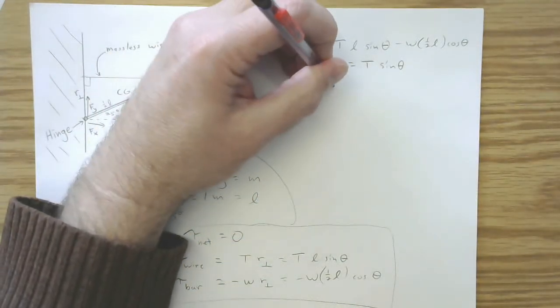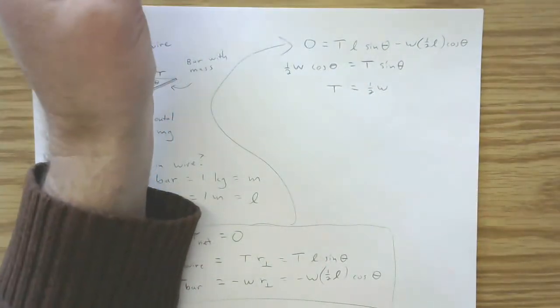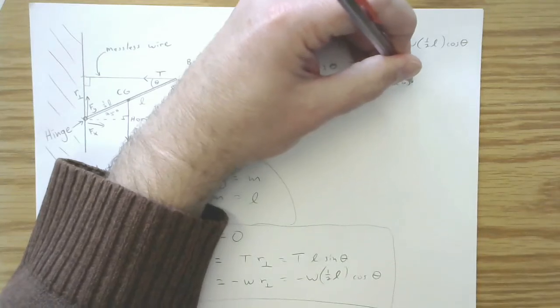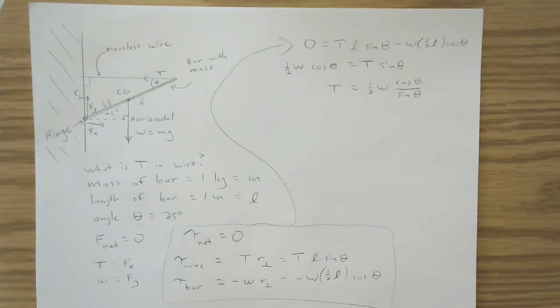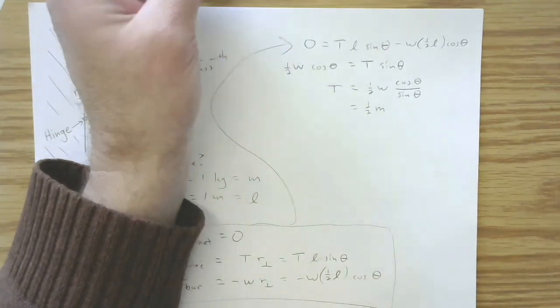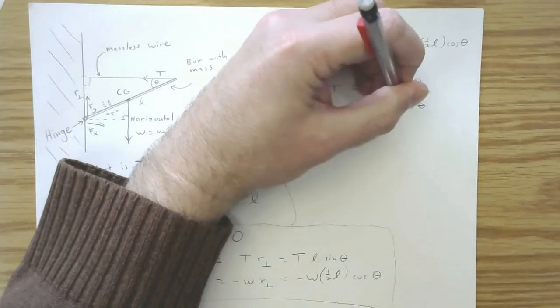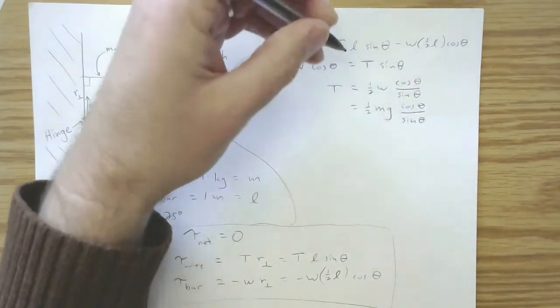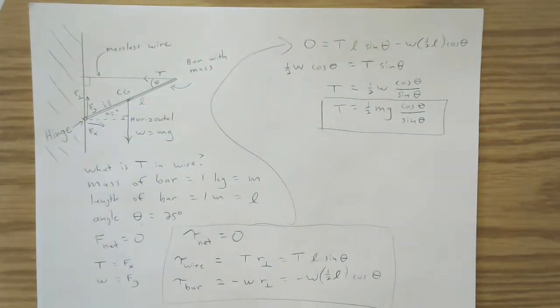And we can solve for tension. So tension is 1/2 weight, and then we got a cosine theta over a sine theta. And if you want to put this in its full glory, I guess that weight is a mass times the acceleration due to gravity, cosine theta over sine theta. And that is the tension. So we have solved the problem without having to look at the net force equation at all. We've done it all with torque.